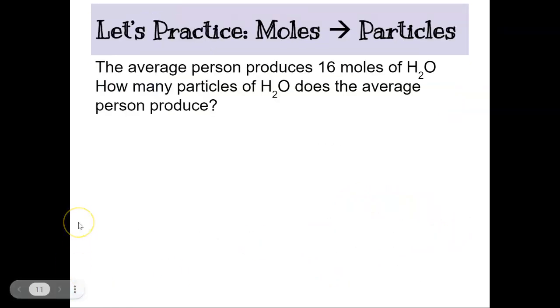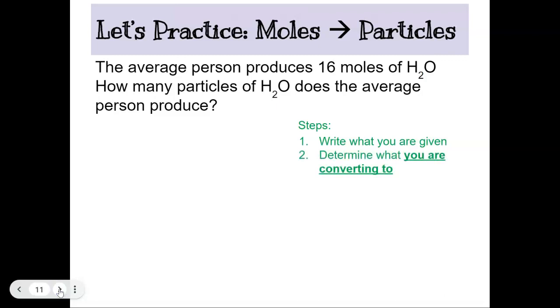Okay. So let's take a look at a practice problem here, and then of course I will do some more practice in your assignment for the day as well. So it says the average person produces 16 moles of water. How many particles of water does the average person produce? Okay, so here we're starting with 16 moles, and we want to know how many particles we're producing. So we're going to do a conversion here. So let's first write down the steps. Number 1, we're going to write what we're given.